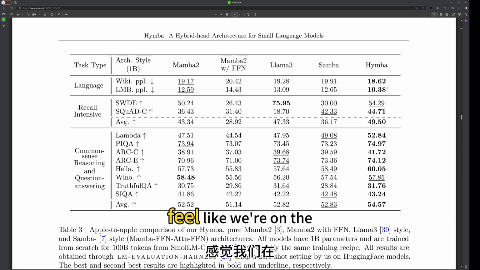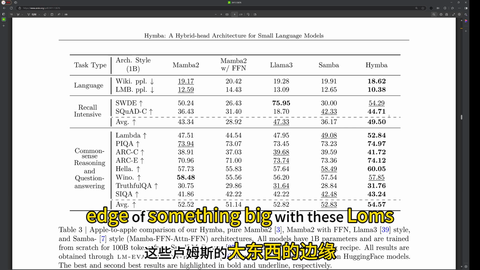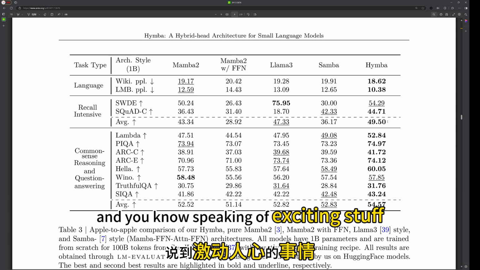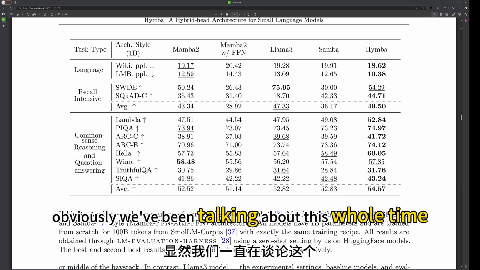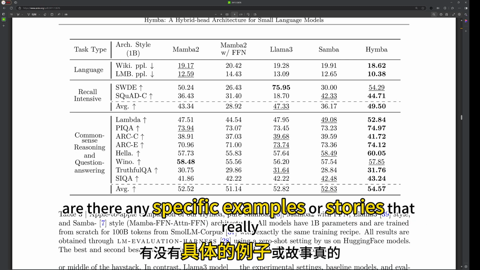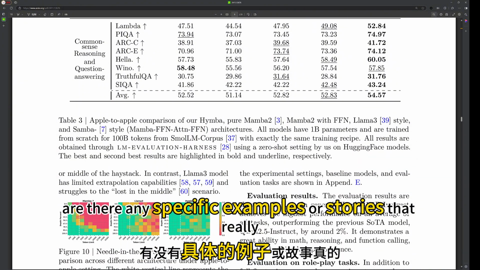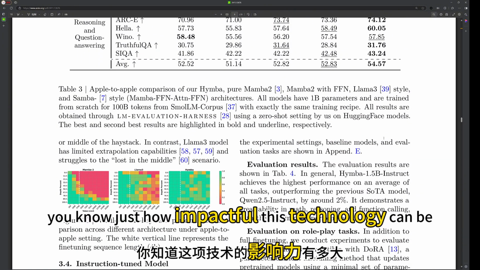It really does feel like we're on the edge of something big with these LLMs. Yeah, it's really exciting stuff. And speaking of exciting stuff, Hymba itself, obviously we've been talking about it this whole time, are there any specific examples or stories that really highlight just how impactful this technology can be?